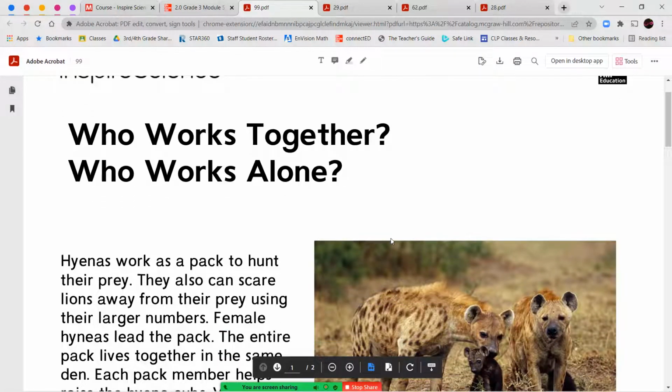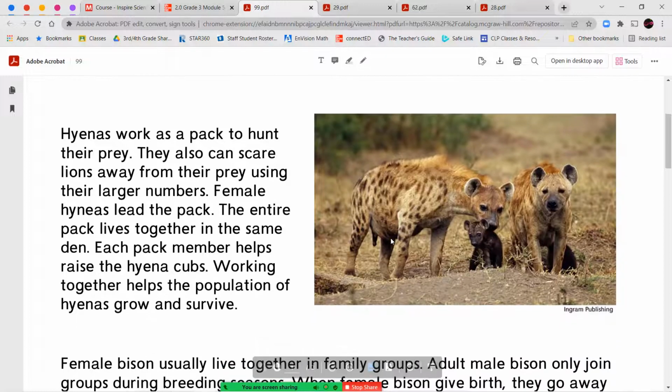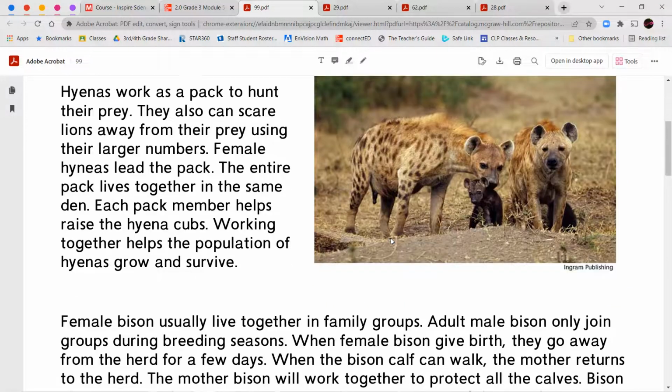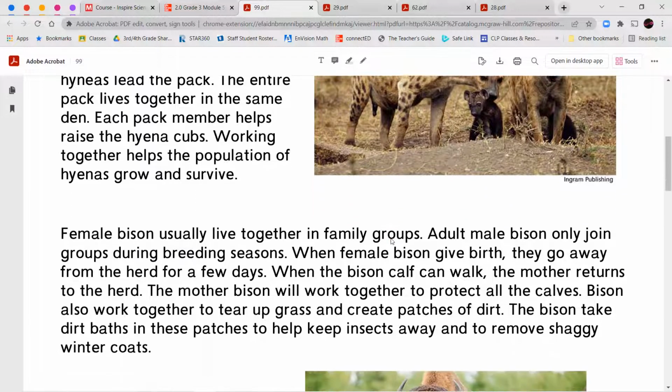Who works together? Who works alone? Hyenas work as a pack to hunt their prey. They also can scare lions away from their prey using their large numbers. Female hyenas lead the pack. The entire pack lives together in the same den. Each pack member helps raise the hyena cubs. Working together helps the population of hyenas grow and survive.